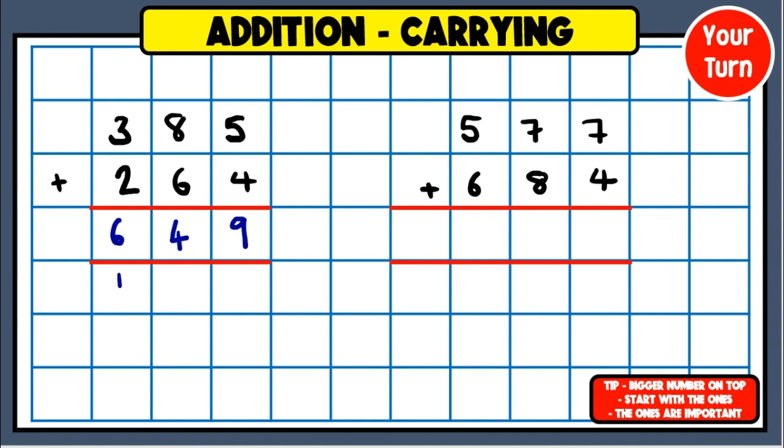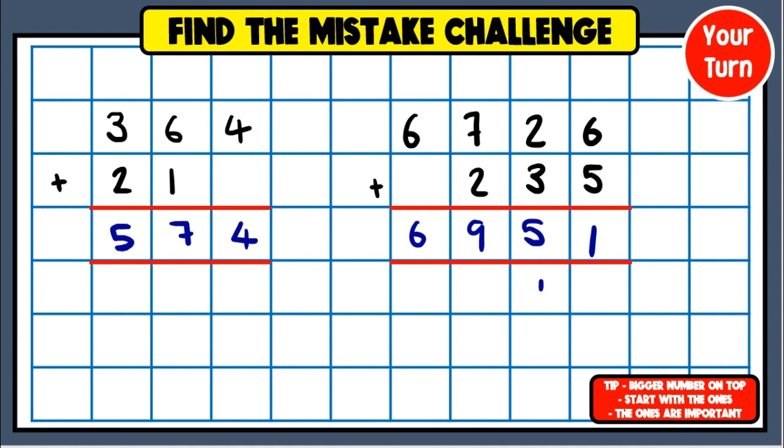Right, the next one, 577 adds 684. We'll always start with the ones. 7 add 4 is 11. 1 goes there, my 10 goes there. Next, 7 add 8 is 15. Add the 1, that becomes 16. The 1s are important, so I'll put my 6 there. Carry the 1, the 10. 5 add 6 is 11. Add the 1 is 12, and I can write that in here as there's no number next to it. 1,261.